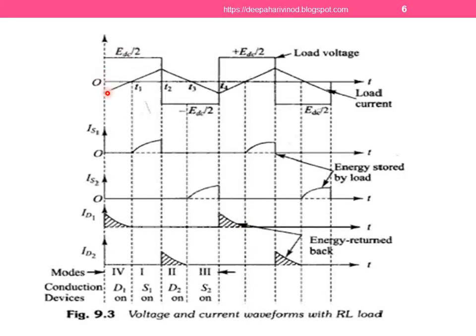From here it is negative and it discharges, and there the current will be flowing. From here to here D1 will be on and the current will be flowing. This is the energy returning back to the supply, and ID2 will be on after this T2. So at this instant ID2, and again at this instant, ID2 will be flowing.